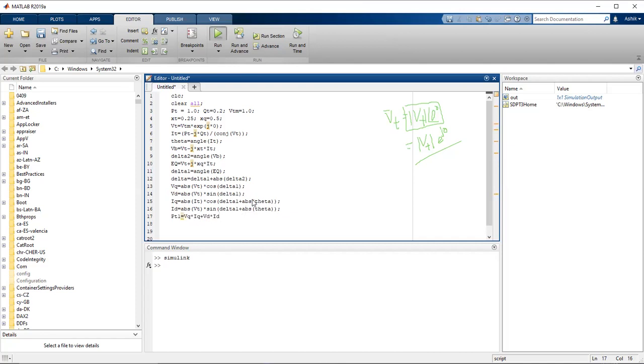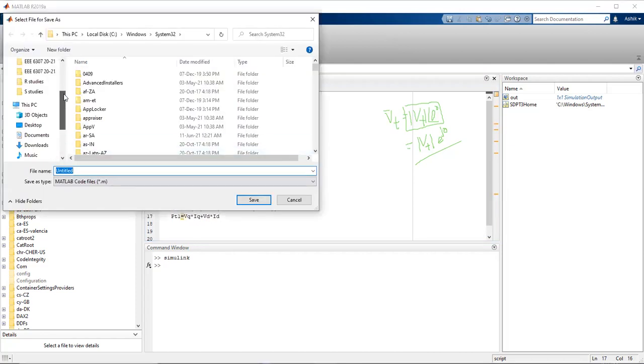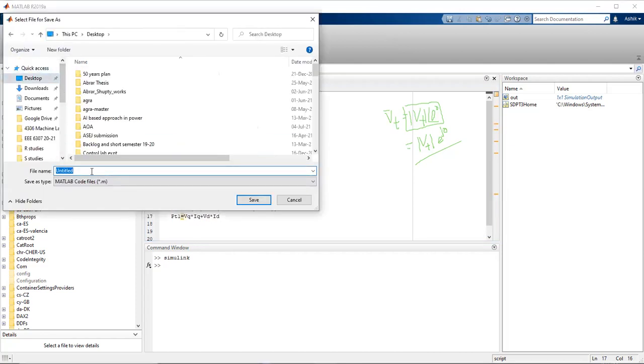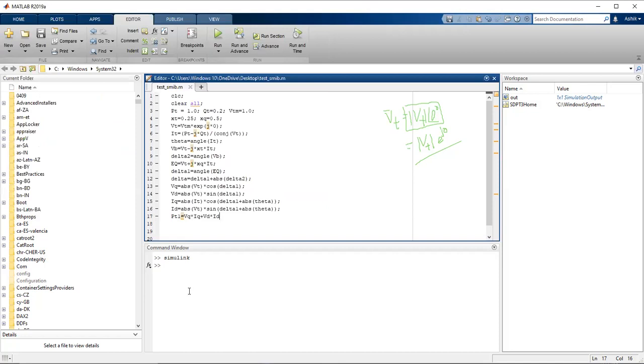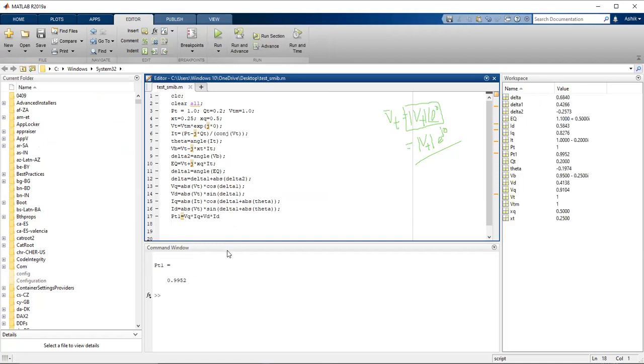So let's run it. Oh, we have to save it somewhere. Let's name it test SMIB. Okay, so it's not exactly 1. So that means there is some problem.